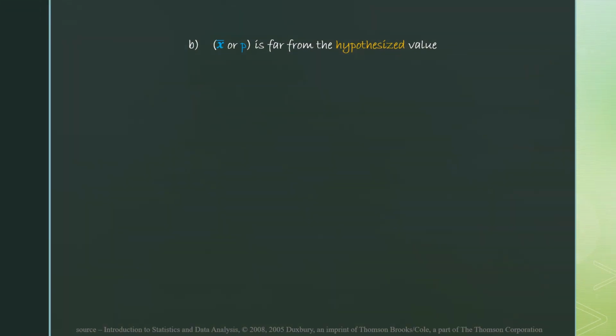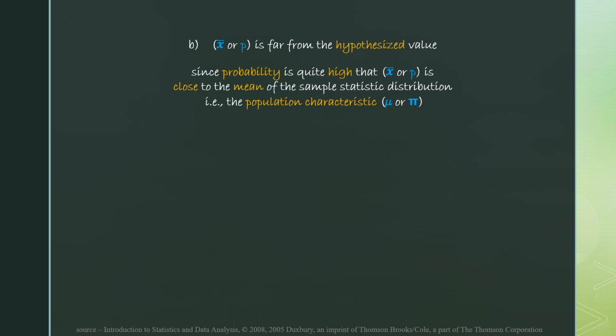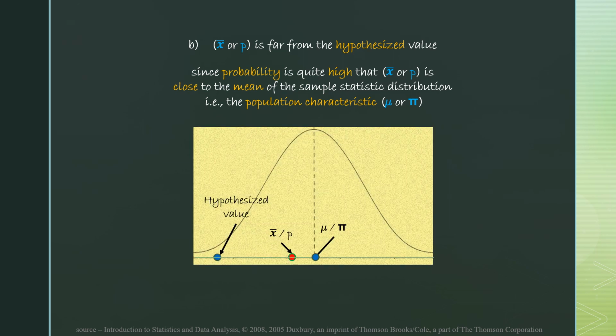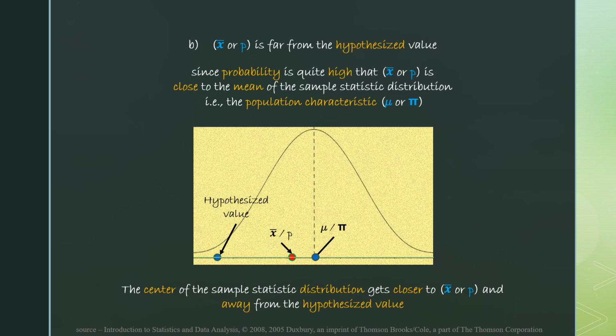Case B, where x bar or p is far from the hypothesized value. As discussed for case A, since the probability is quite high that x bar or p is close to the mean of the sample statistic distribution, that is the population characteristic mu or pi, the center of the sample statistic distribution gets closer to x bar or p and away from the hypothesized value.